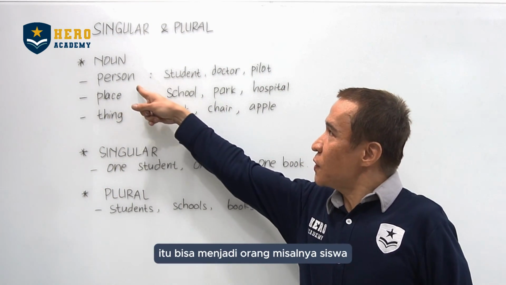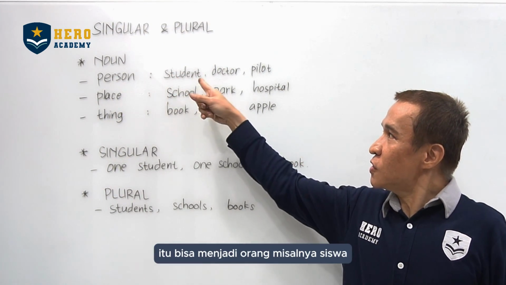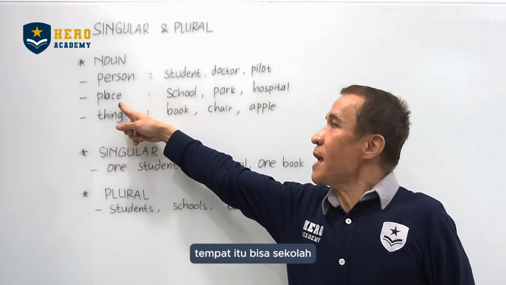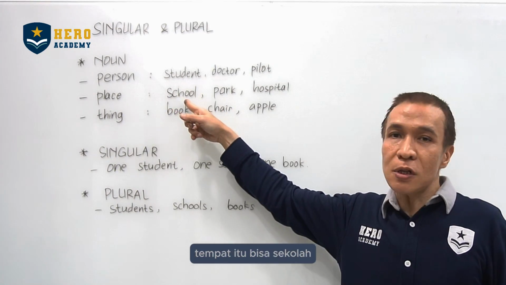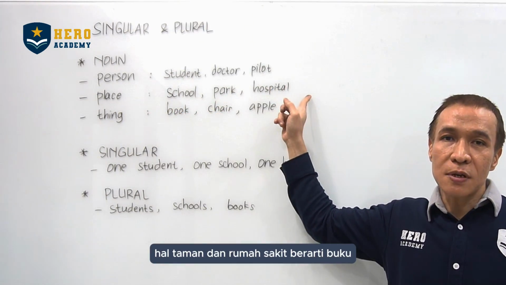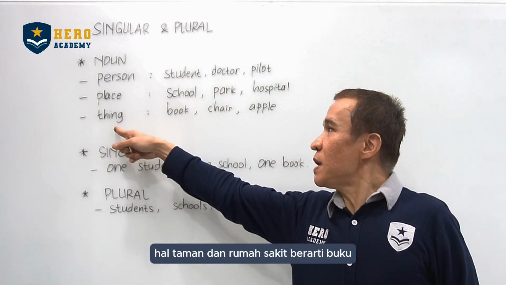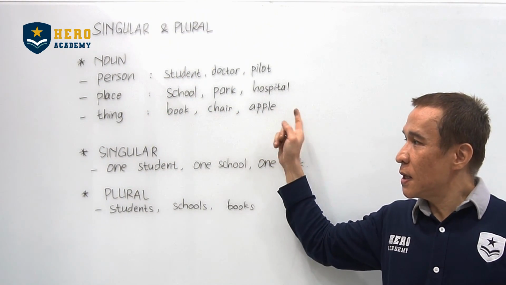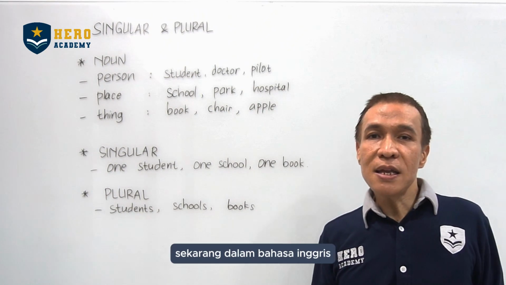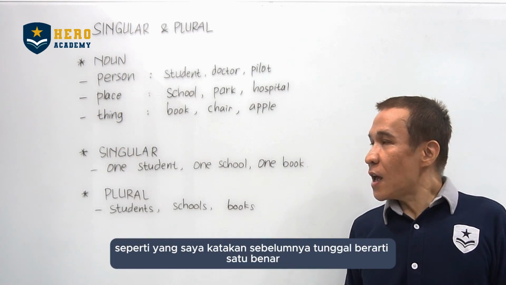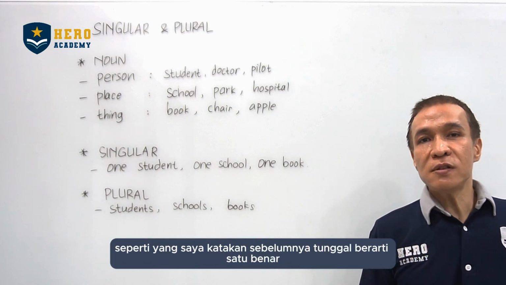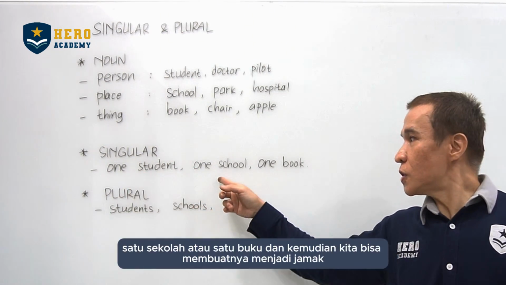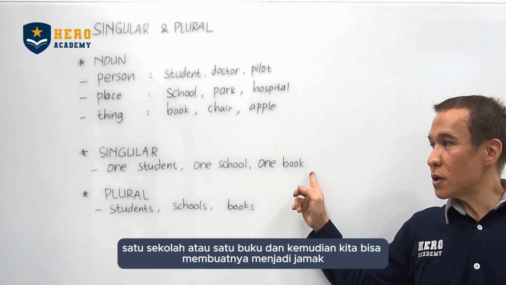For example, it can be a person, for example, student, doctor, and pilot. Place, it can be school, park, and hospital. Thing means book, chair, or apple. Now, in English, as I told you before, singular means one, right? So it means one student, one school, or one book.